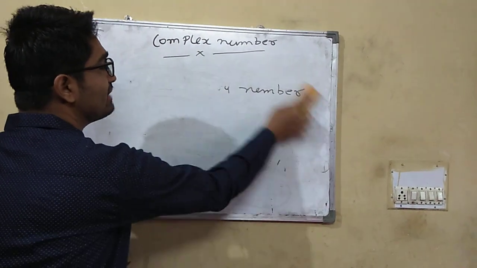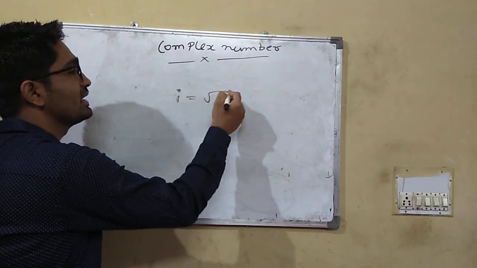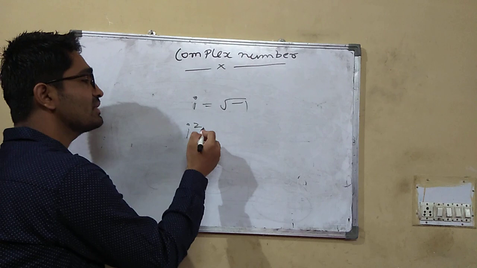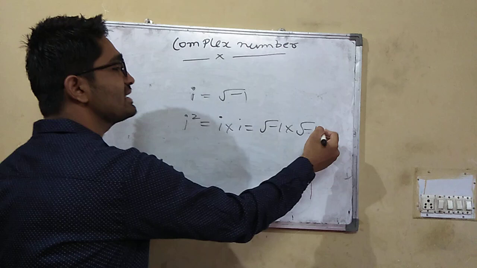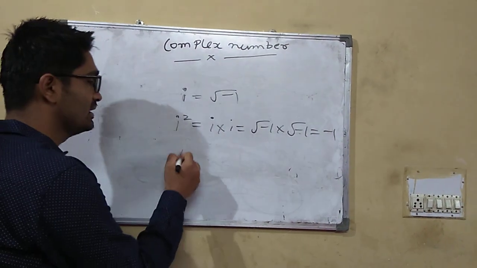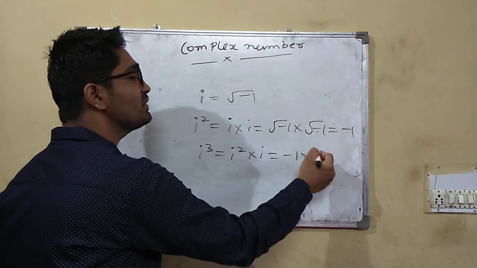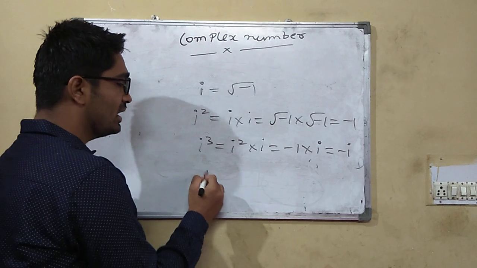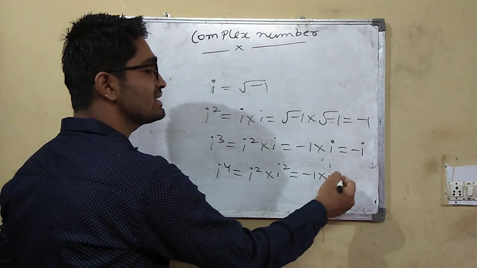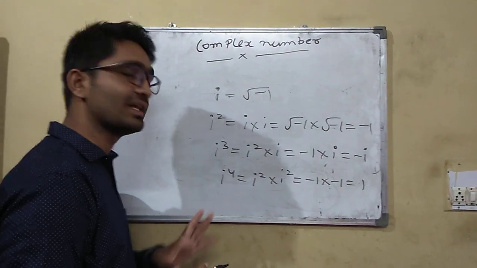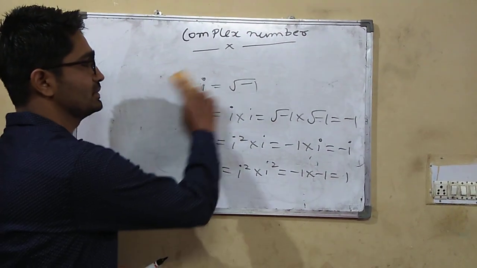So beta, we know that iota equals under root of -1. So iota square equals iota into iota, that is under root -1 into under root -1, which equals -1. Iota cube equals iota square into iota, that is -1 into iota, minus iota. Iota power 4 equals iota square into iota square, that is -1 into -1, which equals 1. So these are some basic properties of iota.